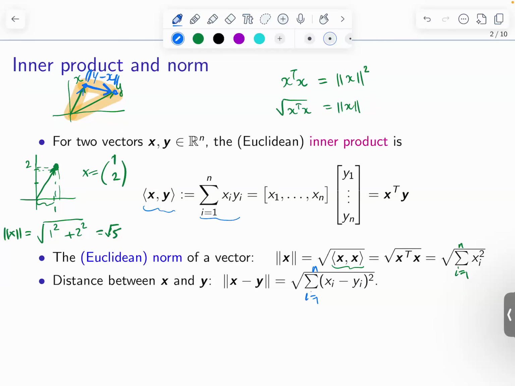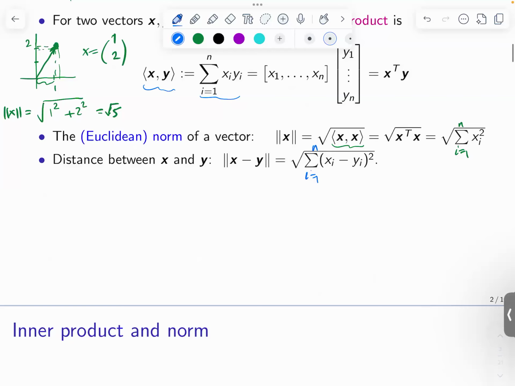But let me just point out this more generally. If I form this quantity, the inner product divided by the norm of x times the norm of y, does anyone know what this kind of quantity would be? Cosine theta, yes, both of them correct. Cosine of theta, theta being the angle between x and y.